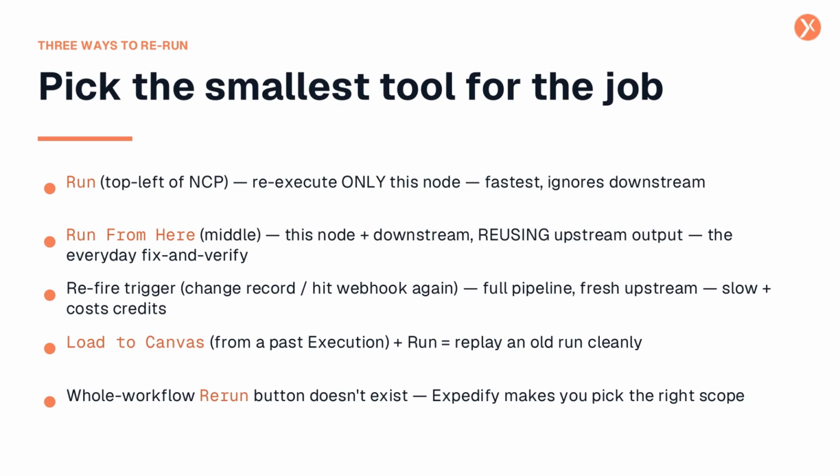Expedify offers a range of rerun options, emphasizing the importance of selecting the most appropriate tool for the task. Run executes only the current node, ideal for isolated testing. Run from here reruns the current node and all downstream elements, efficiently reusing upstream outputs for everyday fix and verify scenarios. Refiring the trigger, while an option, initiates a full pipeline run from scratch, which is slower and potentially costly, reserved for when fresh upstream data is essential. Expedify intentionally guides users to choose the smallest, most efficient scope for re-execution.